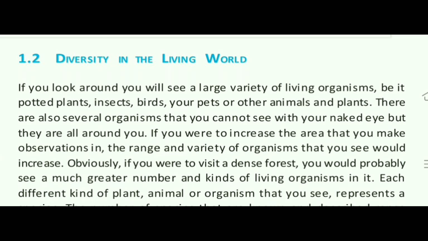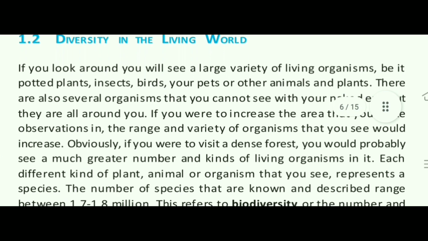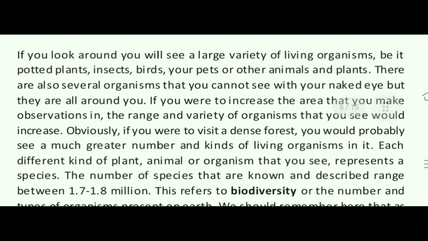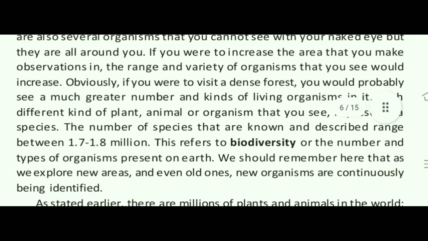If you look around, you will see a large variety of living organisms, be it potted plants, insects, birds, your pets, or other animals and plants. There are also several organisms that you cannot see with your naked eye, but they are all around. If you were to increase the area that you make observations in, the range and variety of organisms that you see would increase, obviously. If you were to visit a dense forest, you would probably see a much greater number and kinds of living organisms in it.